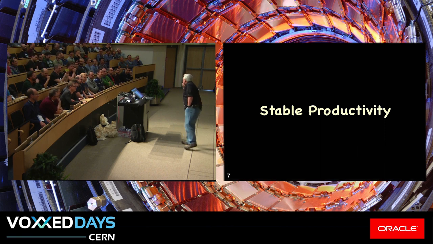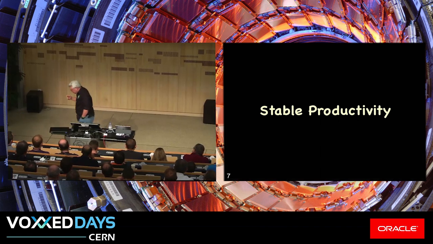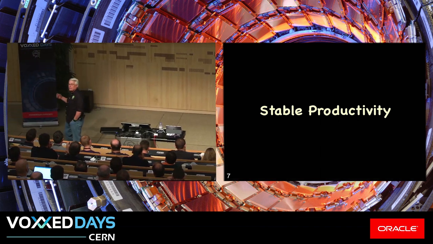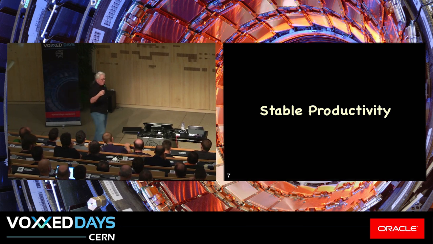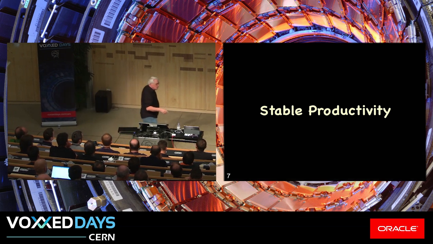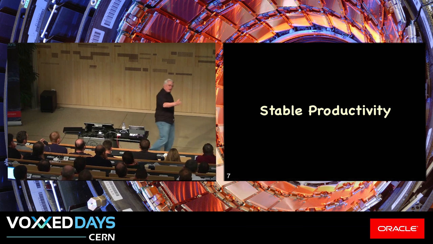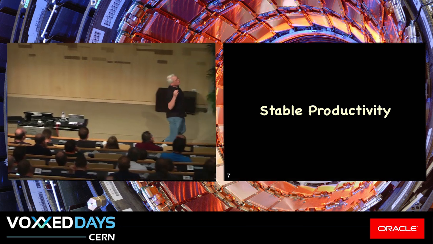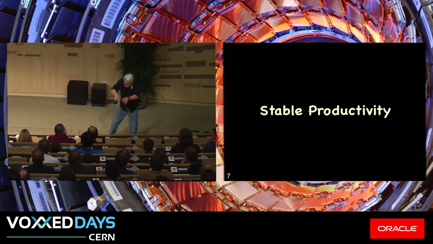That's unstable productivity. And unstable productivity is a direct result of making a mess. Right? We made a mess. That's how we got to this unstable productivity. How do you make a mess? Well, that way.